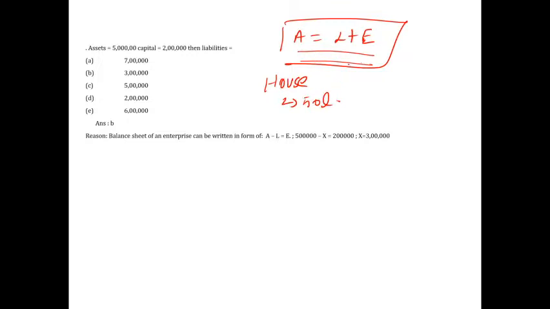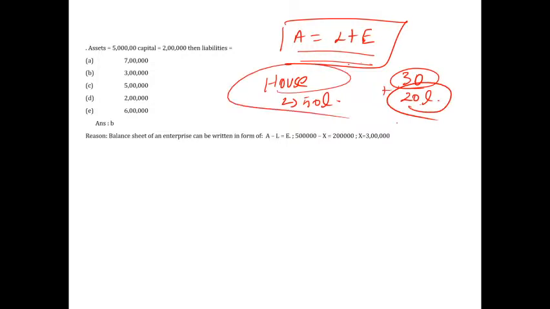Now they'll ask you, is it fully financed by your own end or have you gone for a loan? You will say, no, I have gone for a loan of say 30 lakhs and I have given 20 lakhs. Now what does it mean? Your liability is 30 lakh and your own contribution, equity, is 20 lakhs. So these two put together will be equal to your asset.